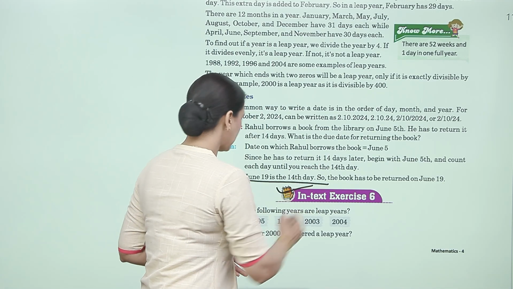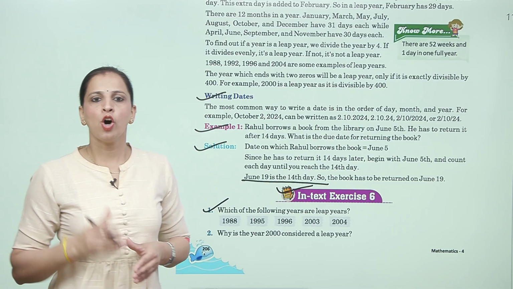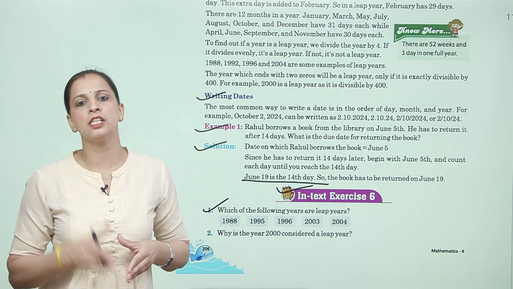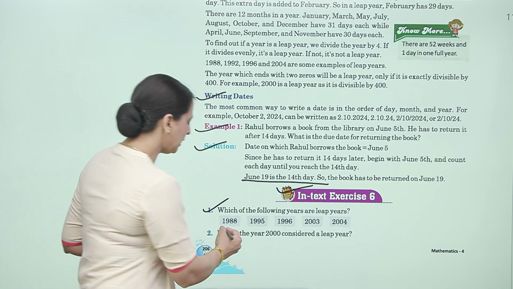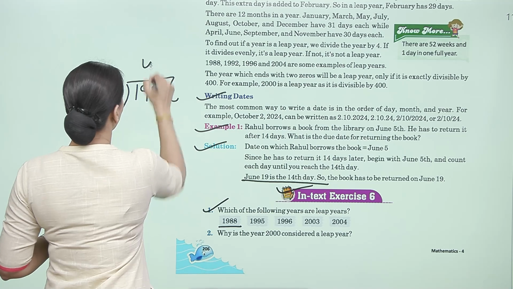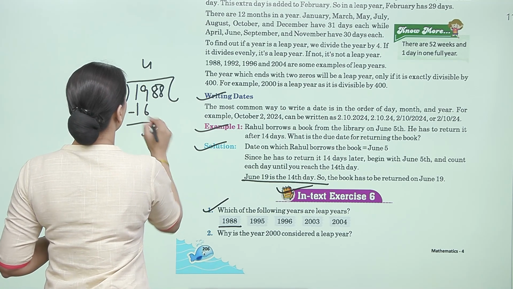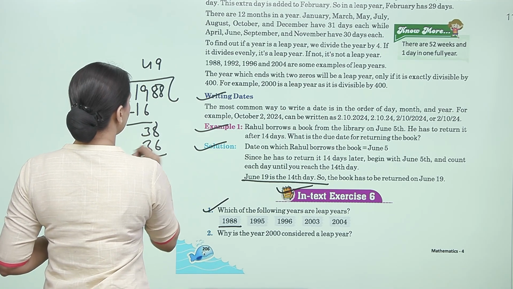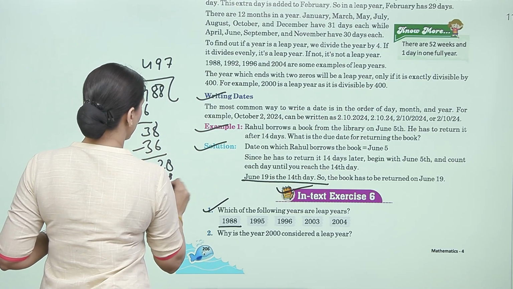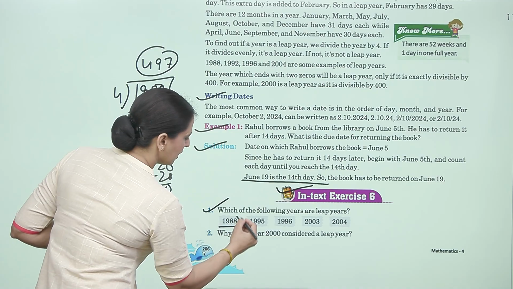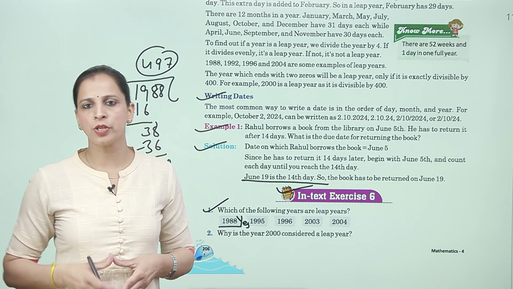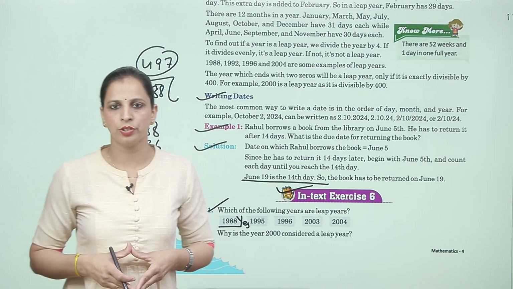Now, in textbook exercise 6, question number 1, which of the following years are leap years? So, you have to divide these years by 4. So, first is 1988 divided by 4. 4 4s are 16, minus 3 is 18. 4 9s are 36, minus 2 is 28. 4 7s are 28, minus 0. Yes, this is a leap year. So using the same method, you will find out the remaining years, whether they are leap years or not.